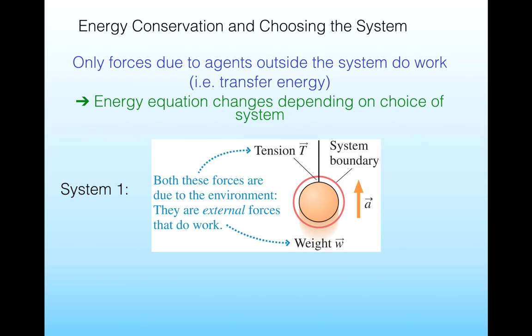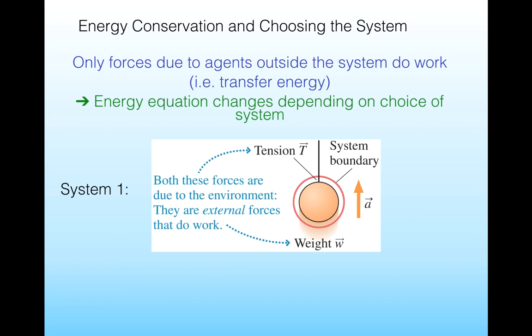So the first system we're going to look at is a weight that's being suspended under tension from a chain, and of course the weight itself is in a gravitational field, so it has some weight pulling down on it. And let's assume that the tension is enough to accelerate the object upward with an acceleration a.